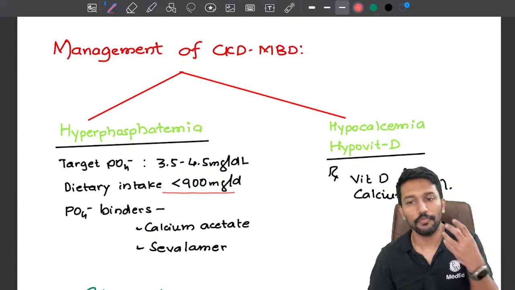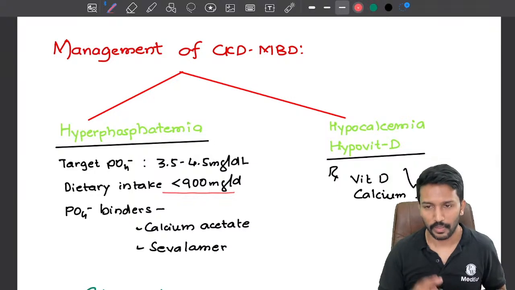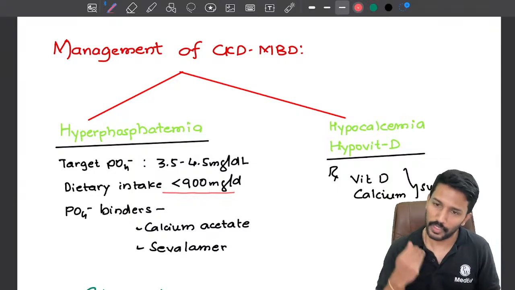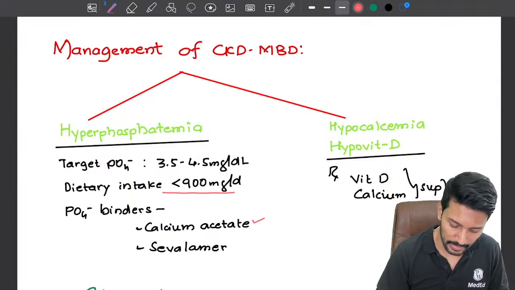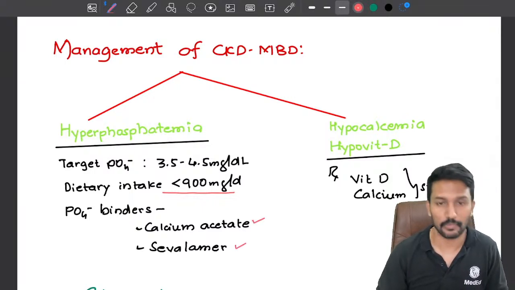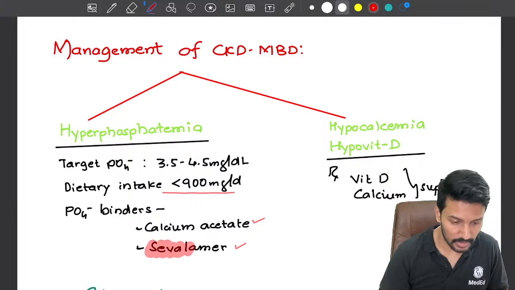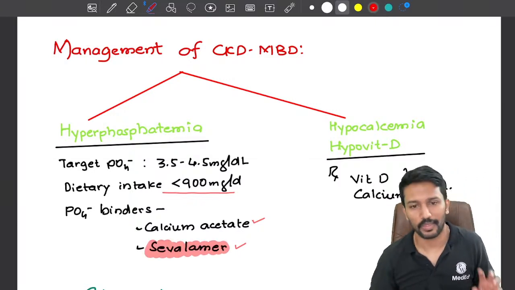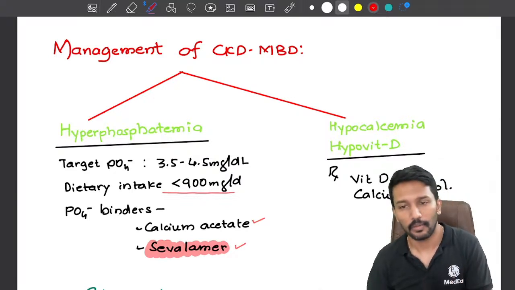Second, I have to give drugs which will bind the phosphate. Whatever phosphate is coming from the diet, the drugs will bind and stop you from absorbing it and make you lose it in stool, right? So there are two examples of phosphate binding agents. One of them is calcium acetate. Second one is sevelamer, right? I want you to remember sevelamer because it appears in questions once in a while. What is sevelamer? Sevelamer is a phosphate binding resin, or a phosphate binder.